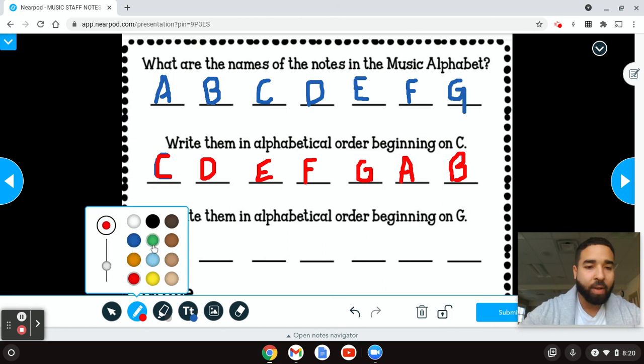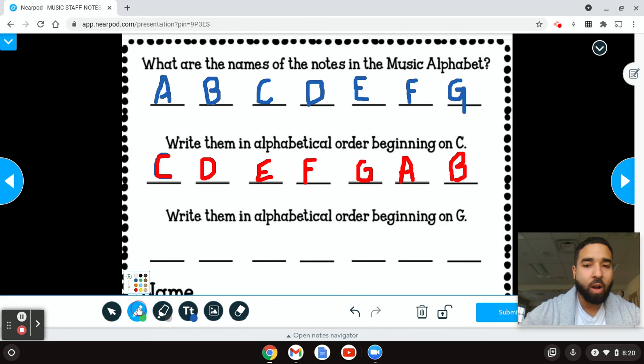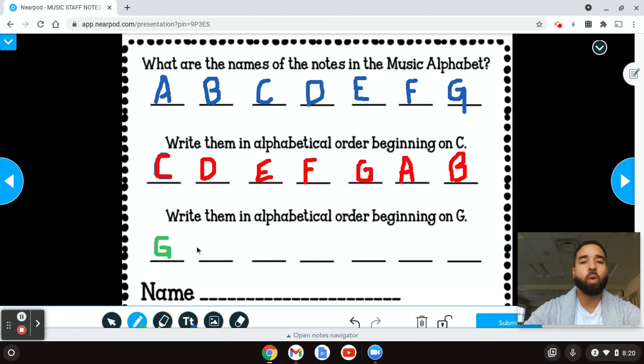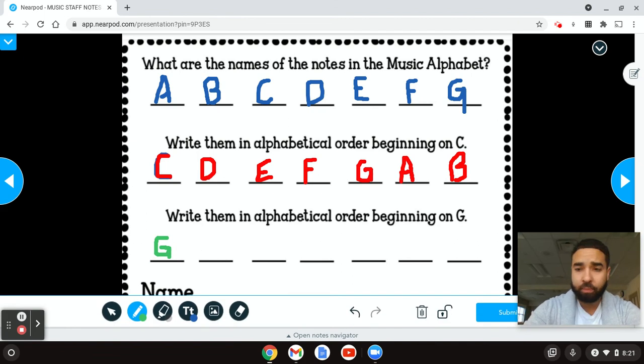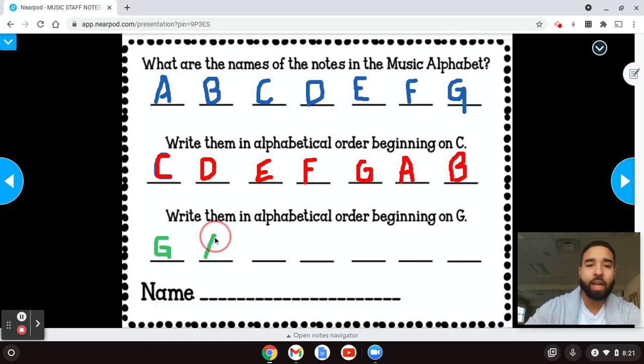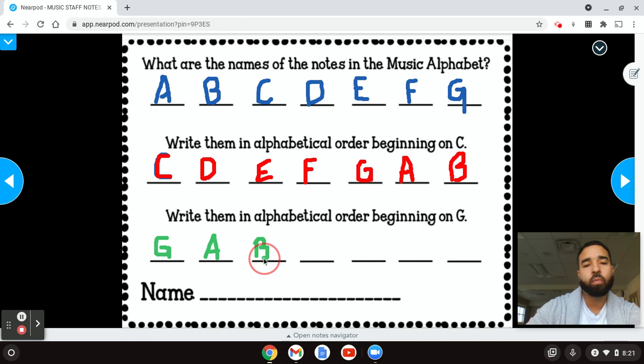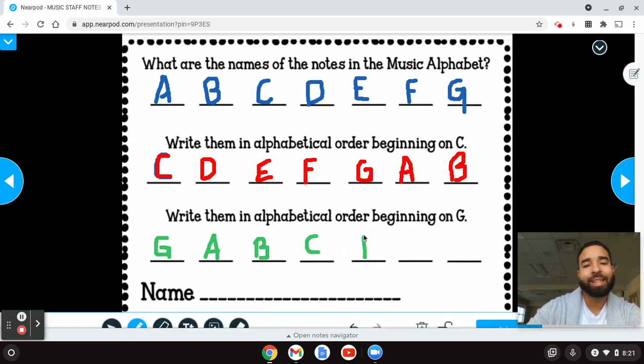Our last line, guys, I'm going to change my final color here. Our last line, we're starting on the letter G. So our first letter is going to be G right here. All right. What comes after G? We just did it. In music, this letter always comes after G. If you know it correctly, yes, the answer is A. And then after that, we just do the rest of the letters: B, C, D, E, F.